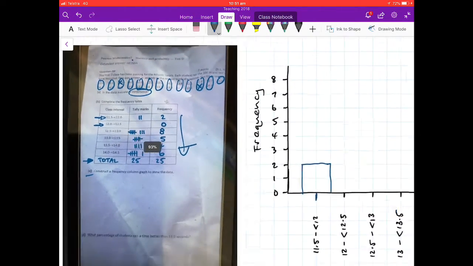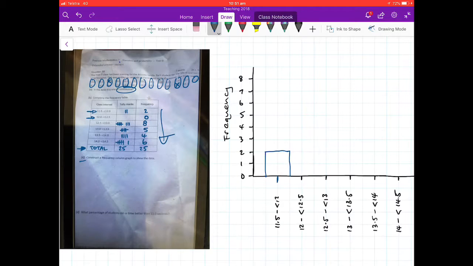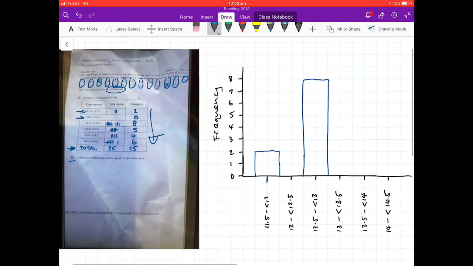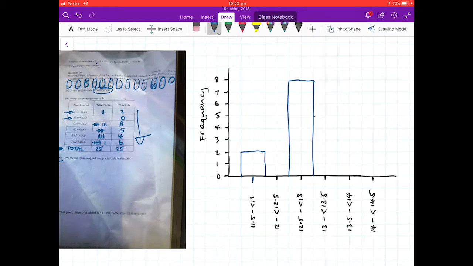My second frequency is 0, so that will just be left blank. The third one has a frequency of 8, so I'm going to be coming all the way up to here and across. Next one is 5, so we're going to be coming up to the value 5. Next one is 4. And then that last one is 6. All right, and that there is our frequency column graph.